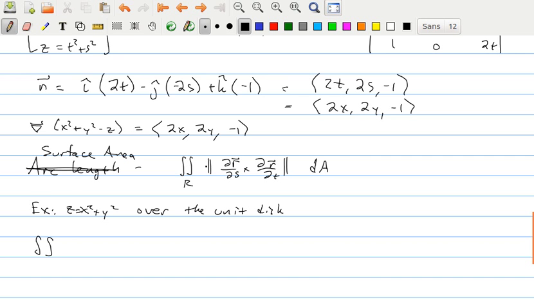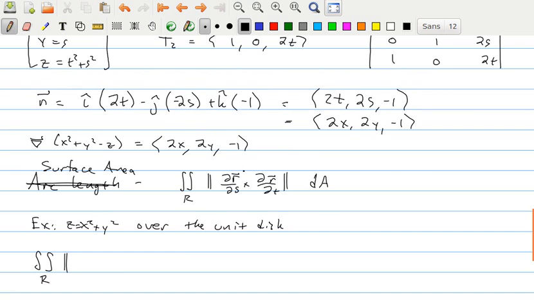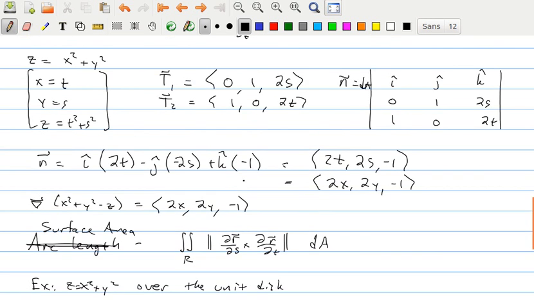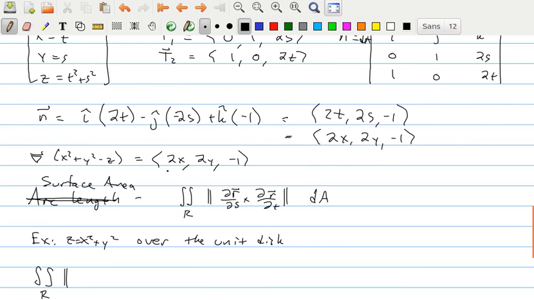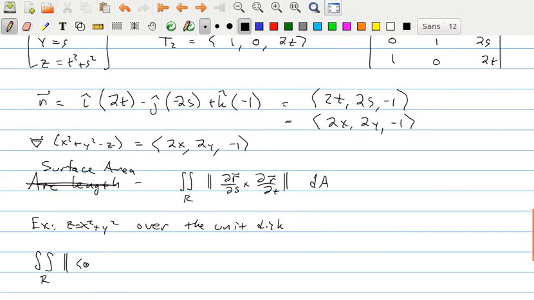So the surface area formula is given by this double integral. The surface area is given by the double integral over the region, which in this case is the unit disk, of, well, we want to take our two tangent vectors, dr ds and dr dt, and we'd actually figured those out in the previous step, t1 and t2. So 0, 1, 2s, cross 1, 0, 2t, with respect to area.